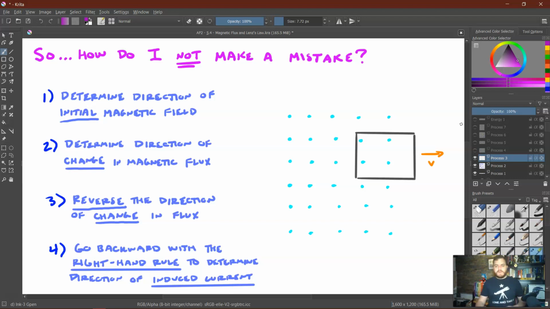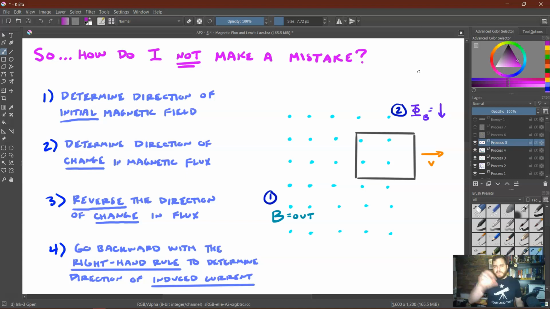So first, let's determine the direction of the initial magnetic field. Well, that's going to be going out of the page. Remember these dots, imagine them like arrows coming towards your face. It's going out of the page. The next is determine the direction of the change in magnetic flux. So as we pull this out of the page, the magnetic flux, or phi sub b, will be decreasing.